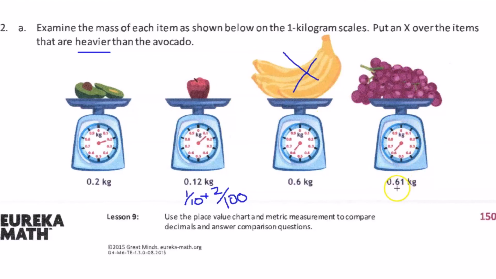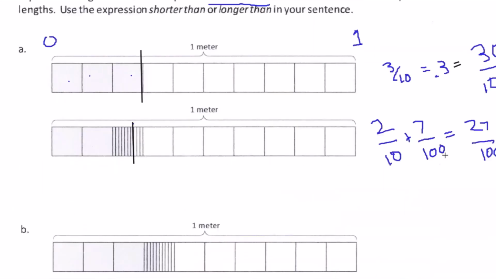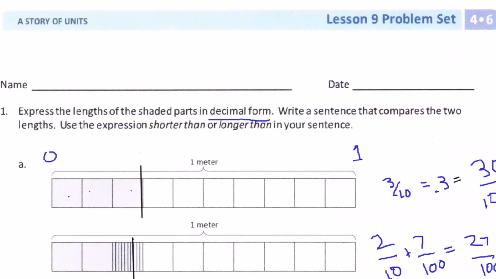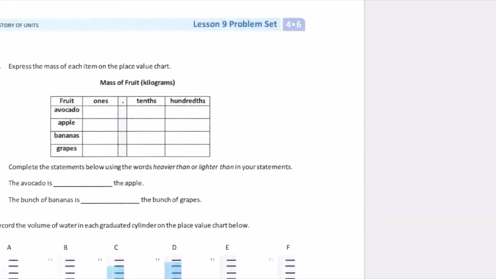This one says 6/10 plus 1/100, or 61/100. And it is just bigger than 6/10. And it is way bigger than 2/10. So the grapes get an X too. All right, see if you can remember how to do that when you do the problem set. Let's move over to the second page.